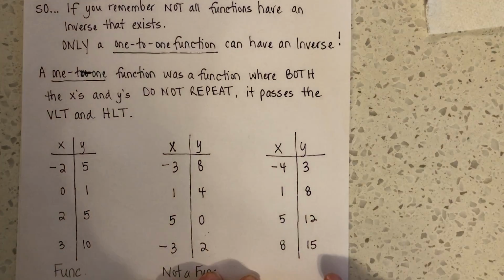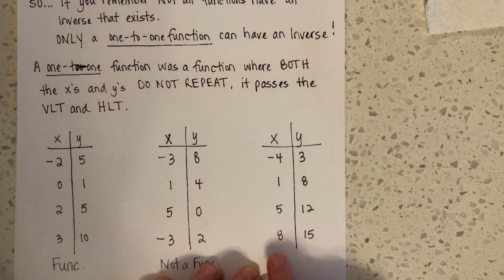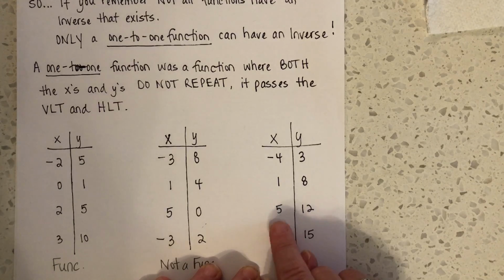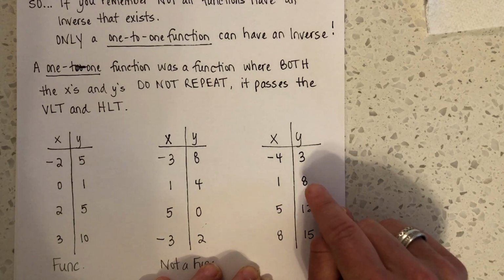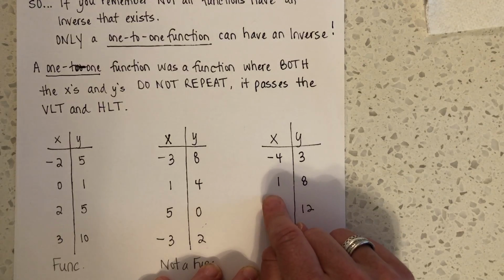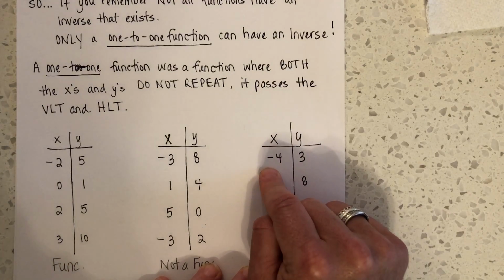So now it's safe to say that when 15 goes into the inverse, guess what? He's definitely going to spit out 8. When 12 goes into the inverse, it's definitely going to spit out 5. When 8 goes into the inverse, it's definitely going to spit out 1. When 3 goes into the inverse, it's going to spit out -4.